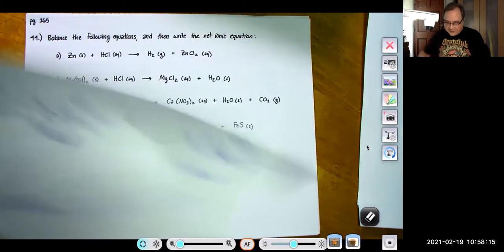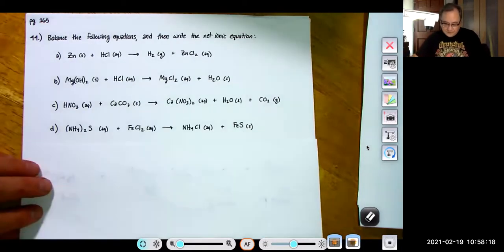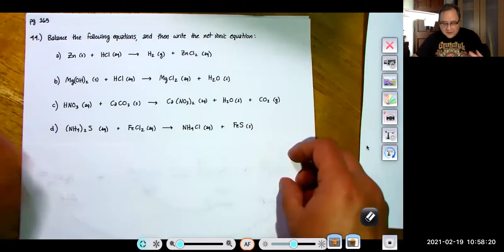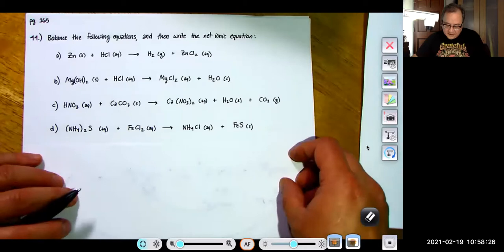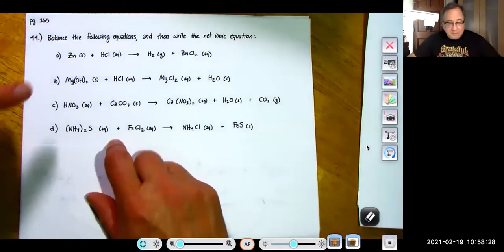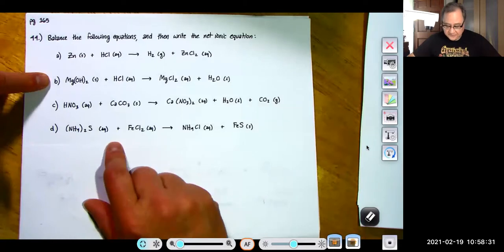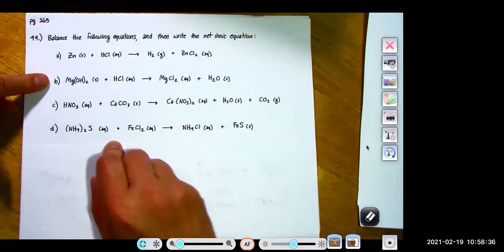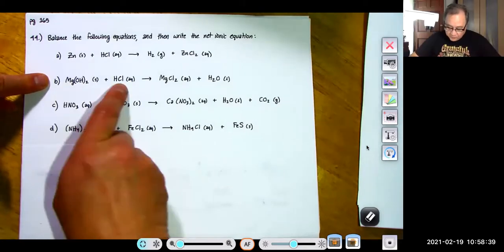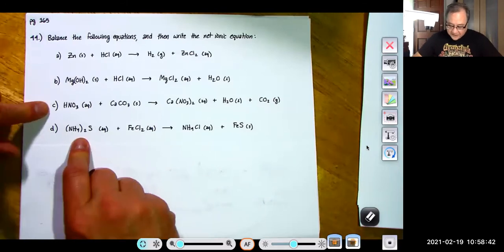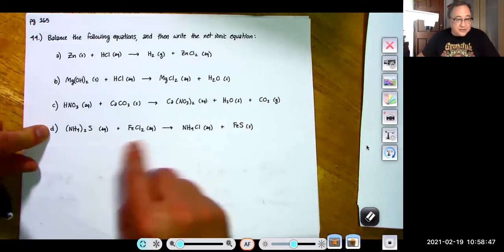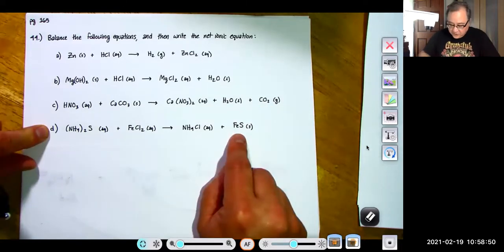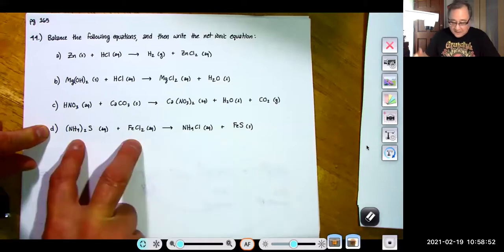Balance the following equations. Now, in this case, it looks to me like it's a mishmash of things that we've been learning. Like B, wouldn't we agree that B is an acid-base reaction? Yeah. How do I know? Because you see OH and H. Yeah, I've got a base and I've got an acid. If we look at C, doesn't this look like a gas forming reaction? Yes, with the CO2. Doesn't D look like a precipitation reaction? Yeah. Two ionic compounds make a solid ionic compound.